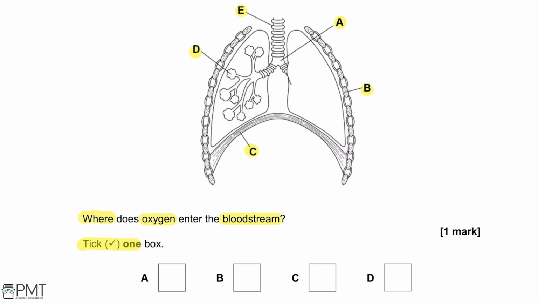Tick 1 box. So if we have a look at the route that the oxygen would take into the lungs, it goes down the trachea, which is E, and then it goes through where A is pointing to, so that's where it splits into the bronchi. Then you go down into the bronchioles and then into D, which points out an alveolus. And the alveolus is in very close proximity to the capillaries and has close access to the bloodstream, so that will be the answer to this question.